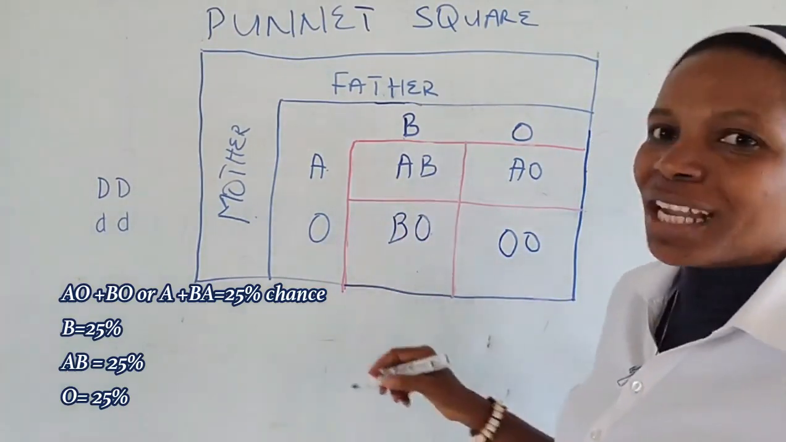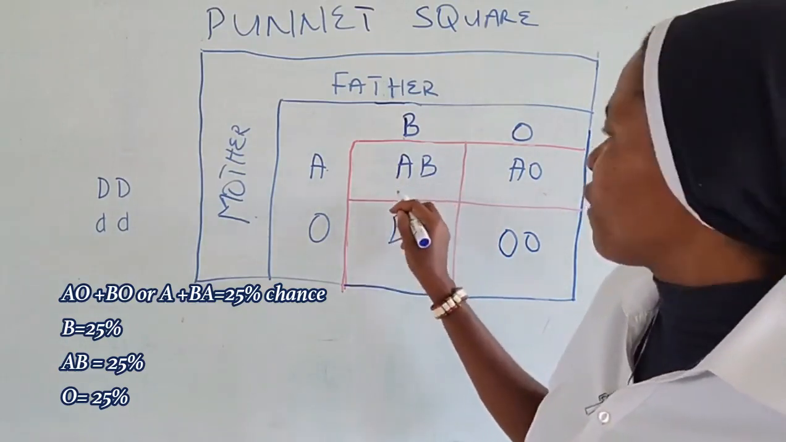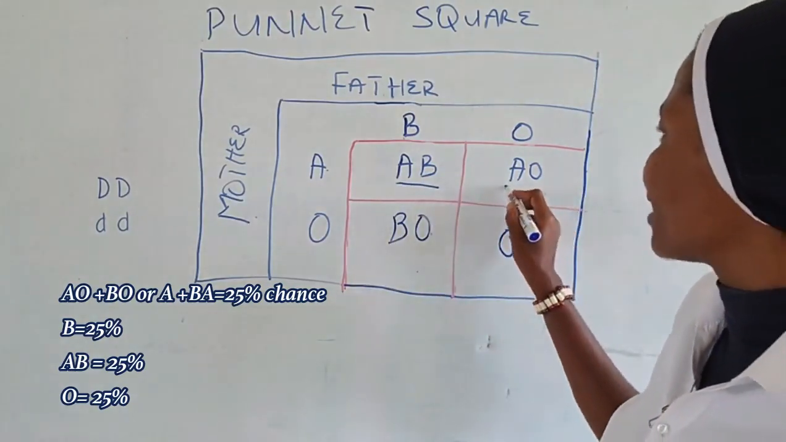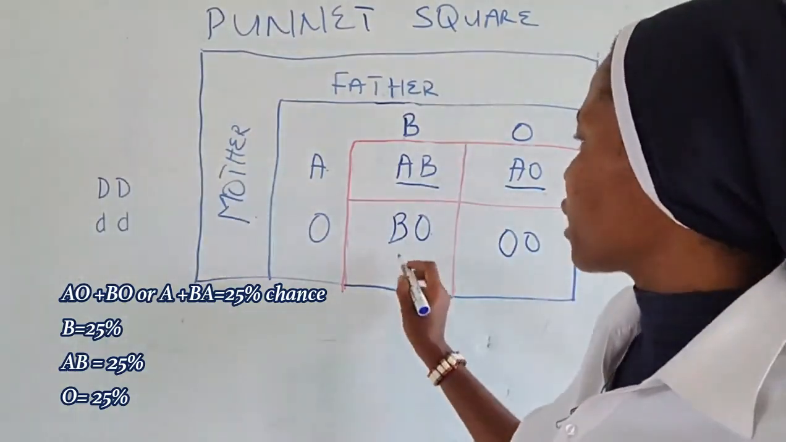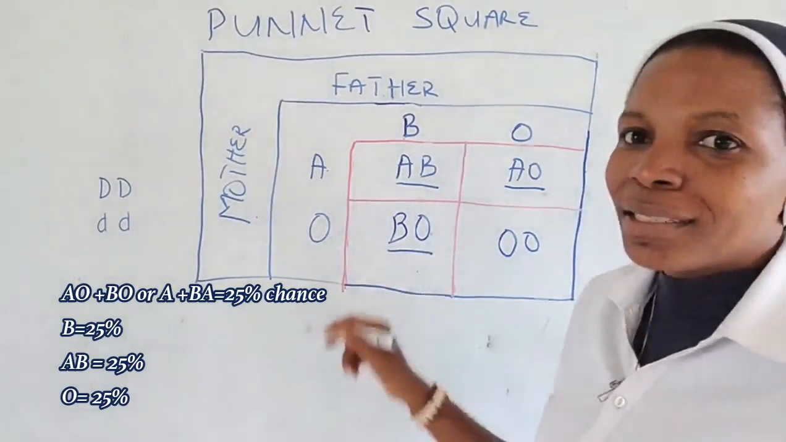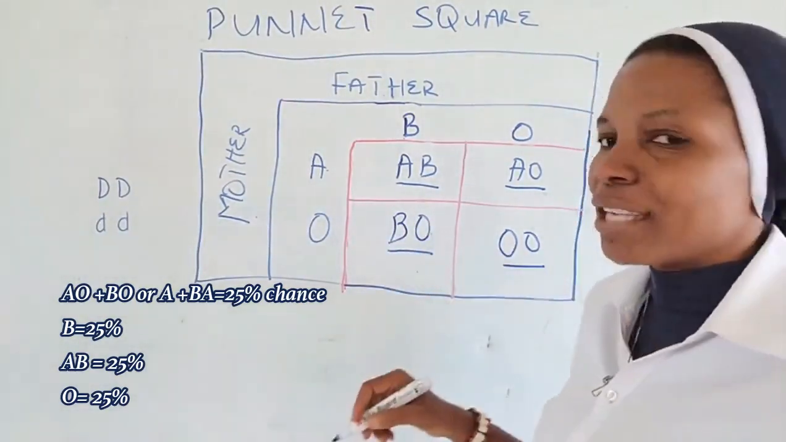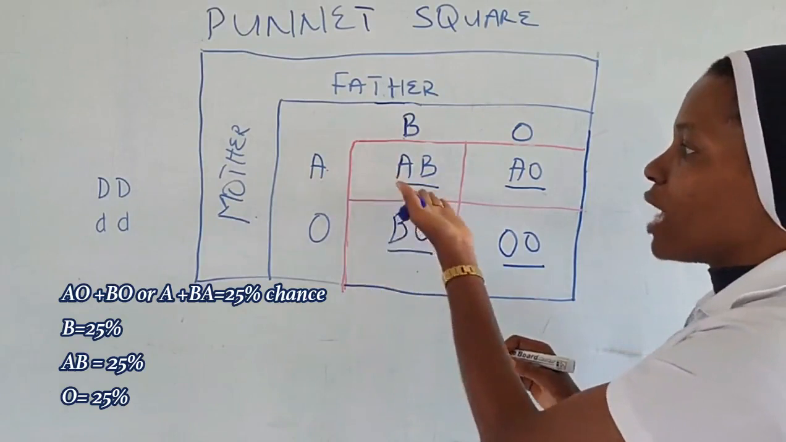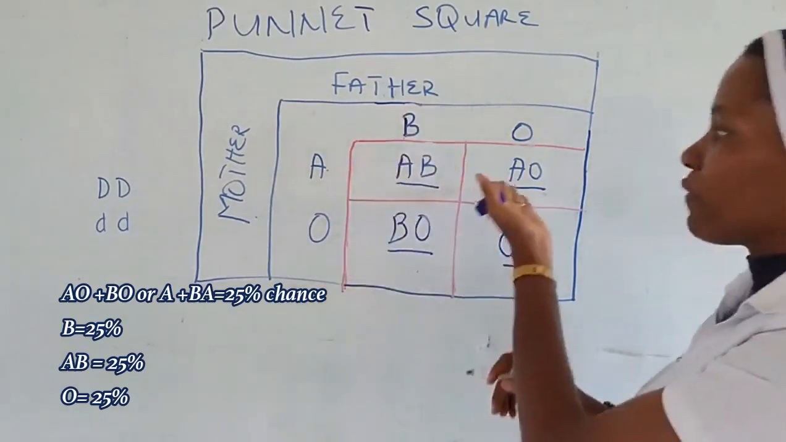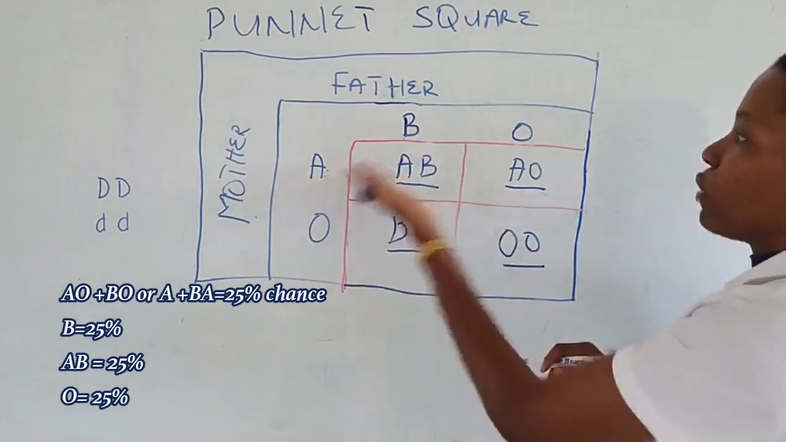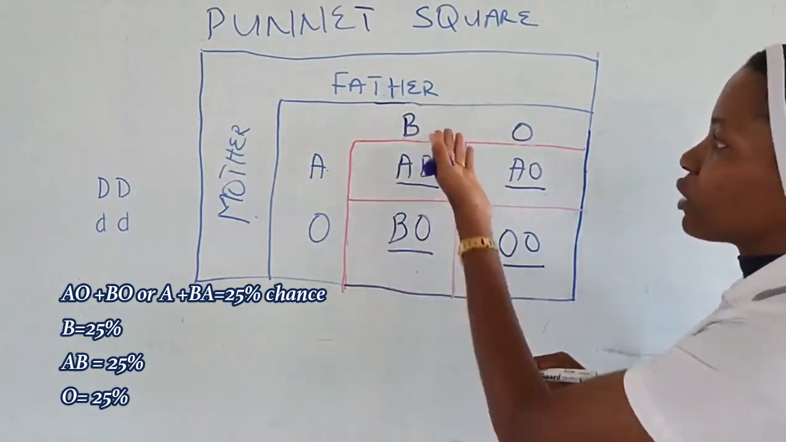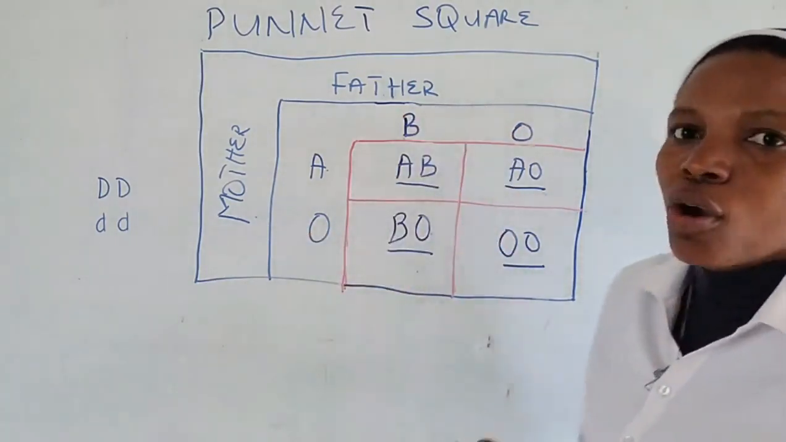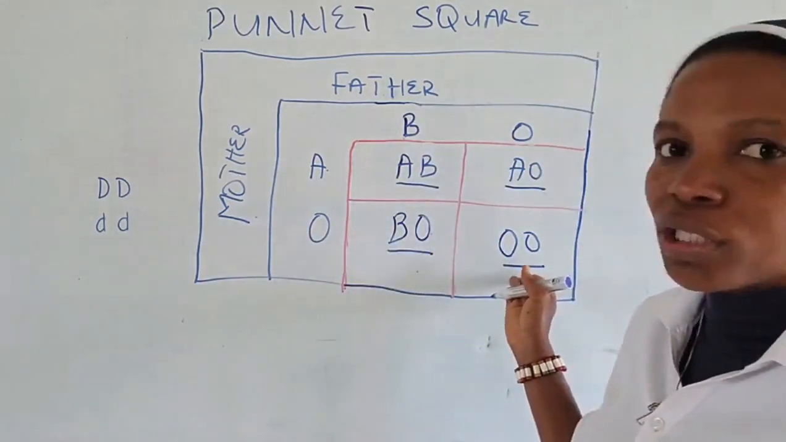So in this combination, you see that there's a 25% chance of this couple giving birth to a child who has AB, or they have a 25% chance of giving birth to a child who has the A blood type. They also have a 25% chance of giving birth to a child who has the B blood type, and they also have a 25% chance of giving birth to a child who has the O blood type. I will repeat it. 25% chance of an AB blood type because of this combination, 25% chance of an A blood type because of this combination, 25% chance of B because of this combination, and 25% chance of an O blood type because of this combination.